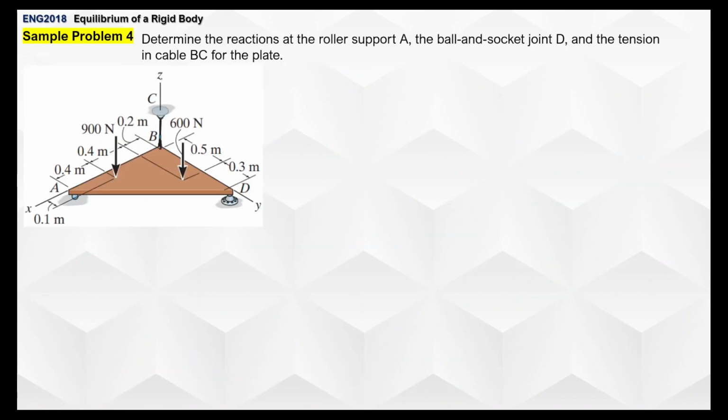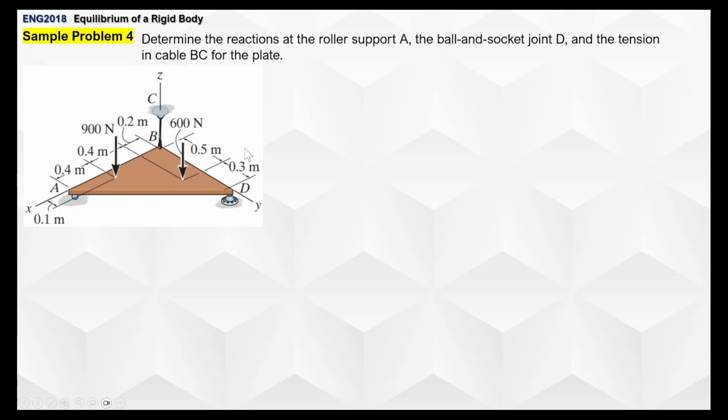Okay, let's try another one. Here, determine the reactions at the roller supports at A, the ball and socket joint at B, and the tension in the cable BC. Okay, so I like these problems because they're really describing what type of supports are at particular points, and we're given this much dimensions really. So we have a cable detail.